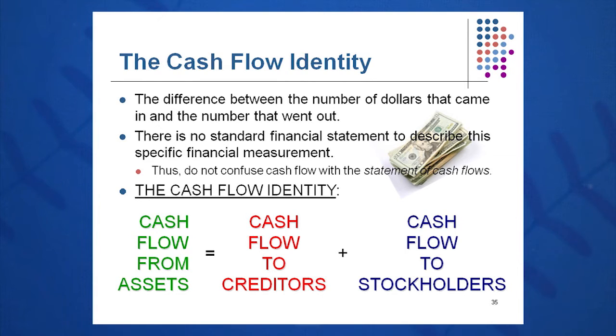Cash flow from assets, free cash flow, equals cash flow to stockholders plus cash flow to creditors. Basically, a way to look at this is cash in equals cash out. There is no financial statement for this yet, but we're going to look at a statement of cash flows in the next chapter, which will be a financial statement to go along with the income statement and the balance sheet, which will measure your increases in cash during the operating period.